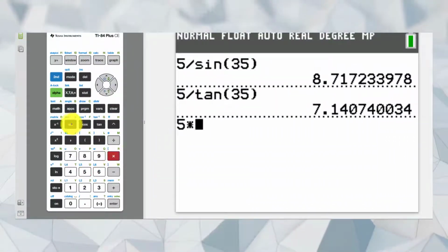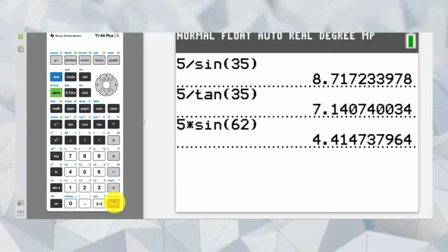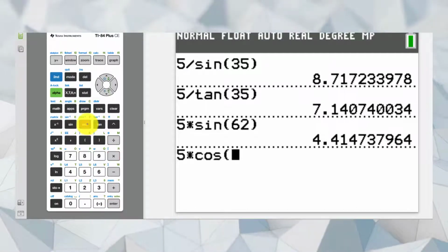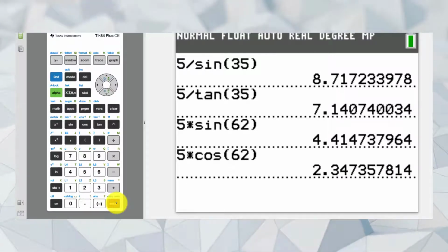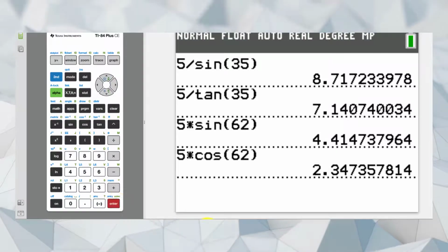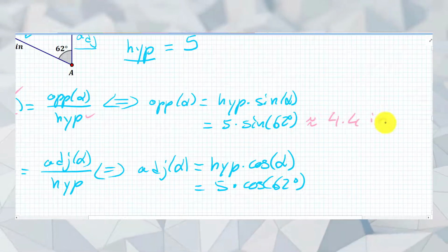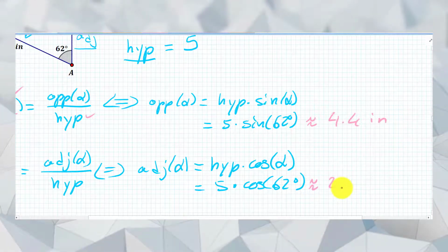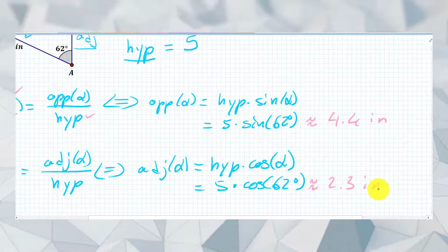5 times the sine of 62 degrees is this, and now 5 times the cosine of 62 degrees is, so we have 4.4 for the opposite and 2.3 for the adjacent. Okay, so this is about 4.4. Let me write the unit right here. And we said 2.3 for the adjacent. Okay, 4.4 inches and 2.3 inches.